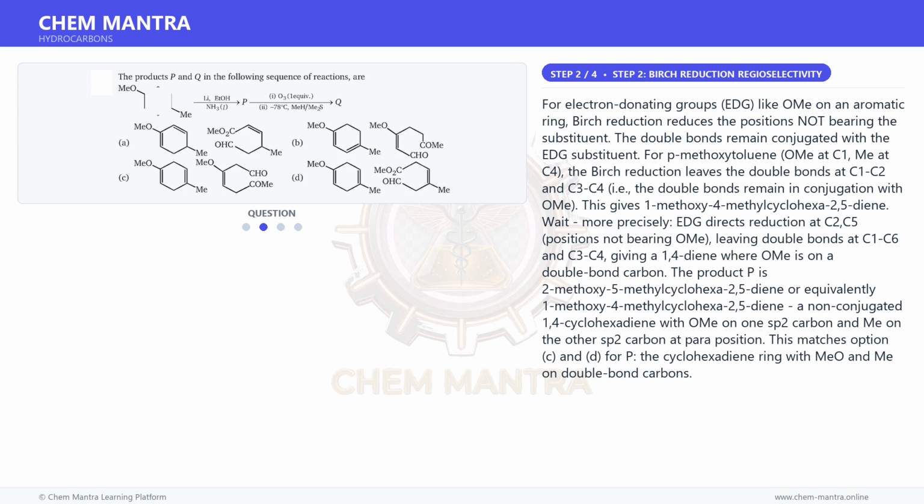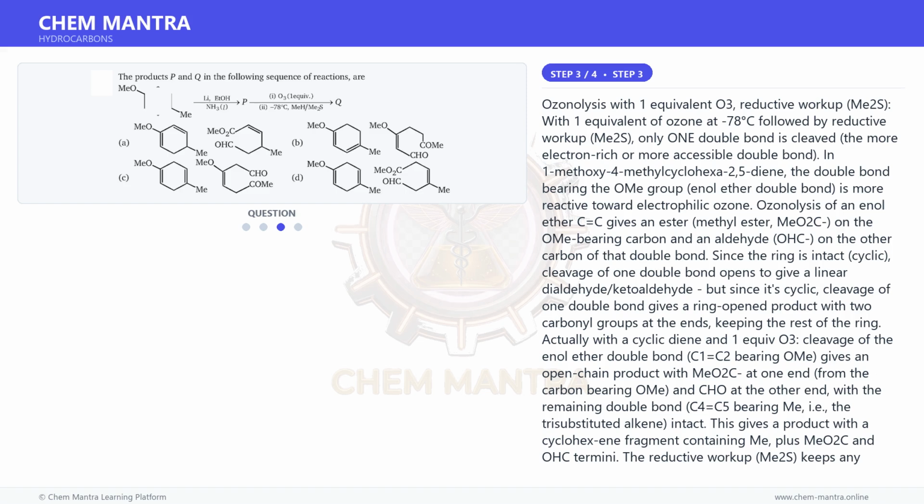The product P is 2-methoxy-5-methylcyclohexa-2,5-diene, or equivalently 1-methoxy-4-methylcyclohexa-2,5-diene, a non-conjugated 1,4-cyclohexadiene with OMe on one sp2 carbon and Me on the other sp2 carbon at the para position. This matches options C and D. For P, the cyclohexadiene ring has OMe and Me on double bond carbons. Moving on to the next step.